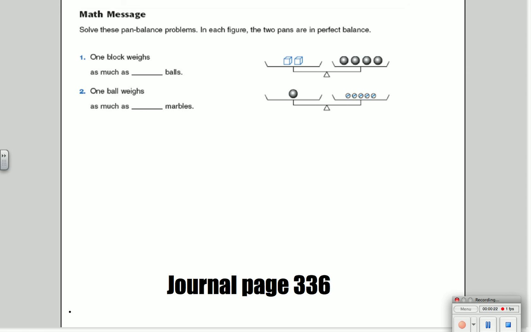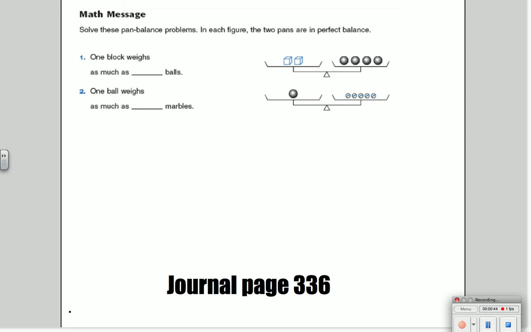To begin, please turn to your journal page 336. I'm going to walk you through a couple of these questions, but we do get to some more complex algebraic problems, so hopefully these simple warm-up ones will be pretty intuitive for you. So the instructions say solve these pan balance problems.